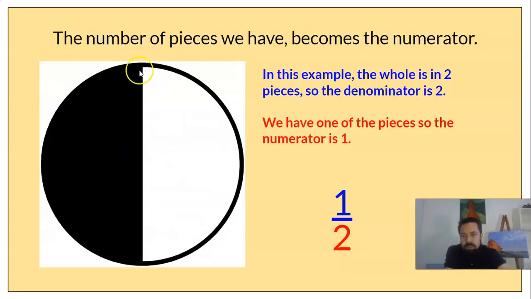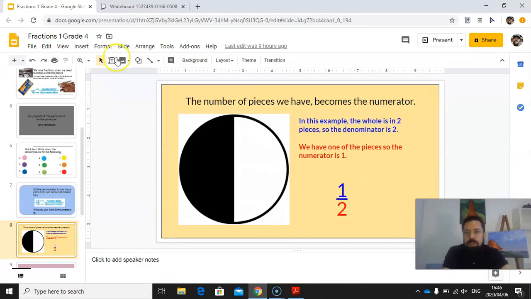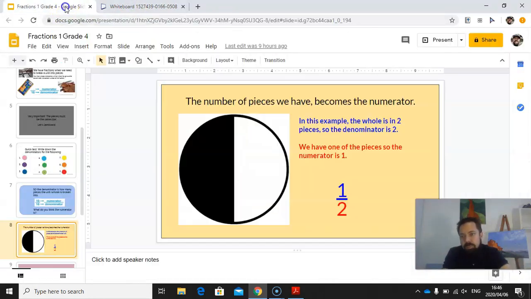Okay, so the numerator is the number of pieces we have, or the number of pieces that are colored in. And that's why, if we go back to our whiteboard, we can see that because they were all colored in, we got this number up top.